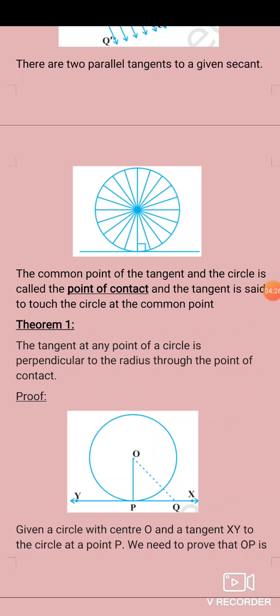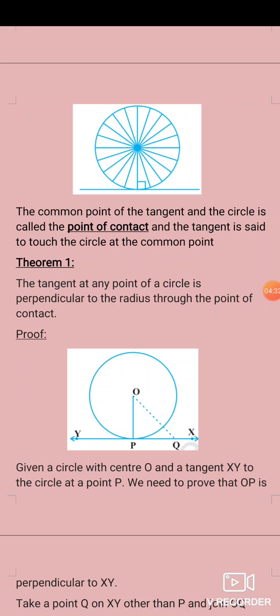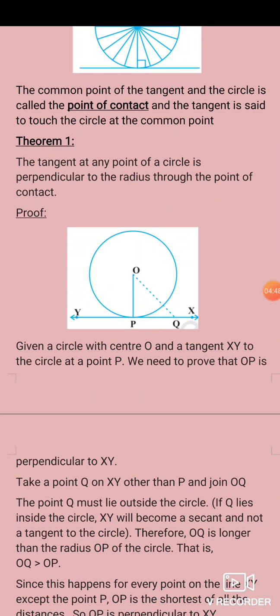Now listen carefully to this figure. For the proof, given a circle with the center O and a tangent XY to the circle at a point P, the point of contact P, we need to prove that OP is perpendicular to XY. Take a point Q on XY other than P and join OQ. The point Q must lie outside the circle.